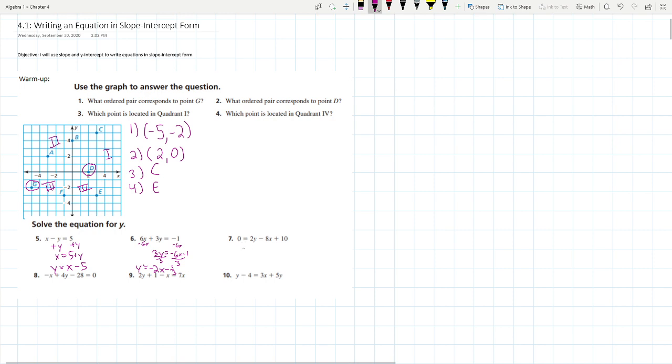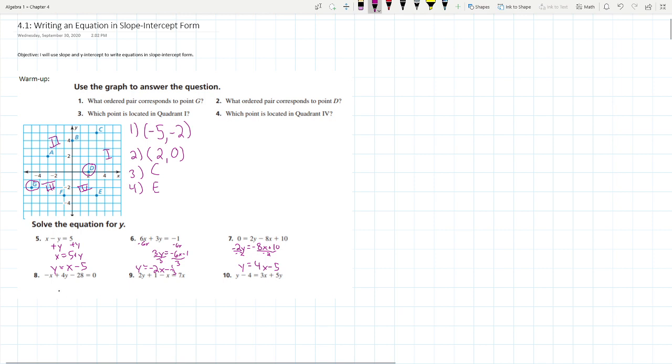Number 7, I'm going to move the 2y over, so I'm going to subtract 2y from both sides. That gives me -2y equals -8x plus 10. Divide both sides by -2. Leaves me with y equaling 4x minus 5.